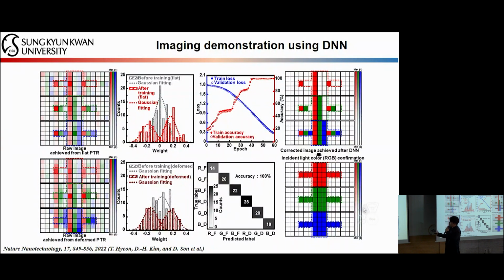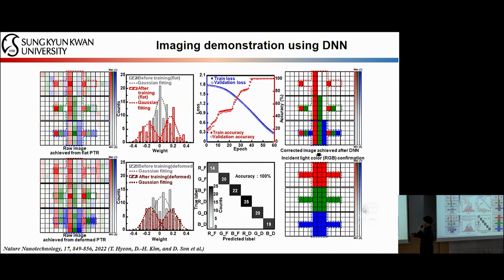So here is a representative imaging demonstration. Here, the RGB colors are individually assigned in the cross pattern. Inside the cross pattern, the light is incidentally irradiated here rather than outside, and its pixels are considered as a single unit.